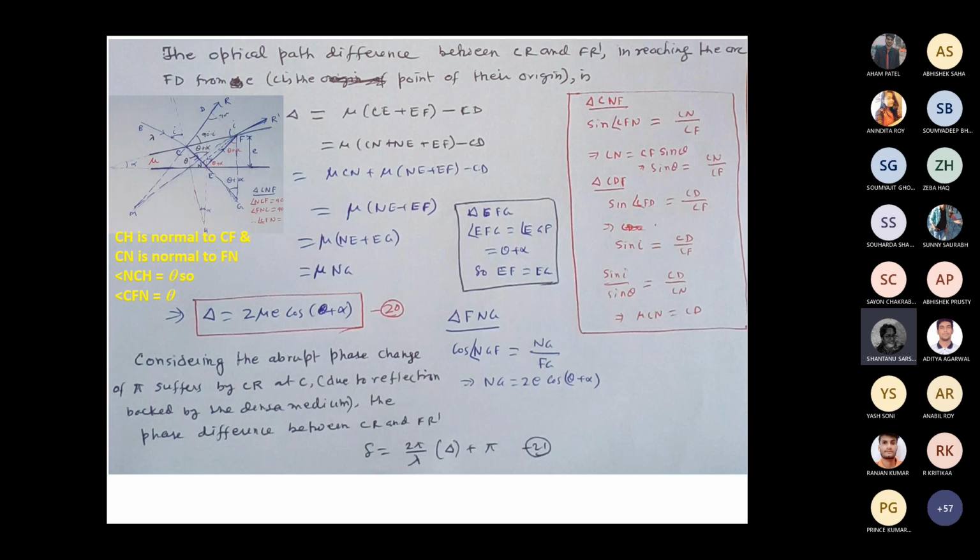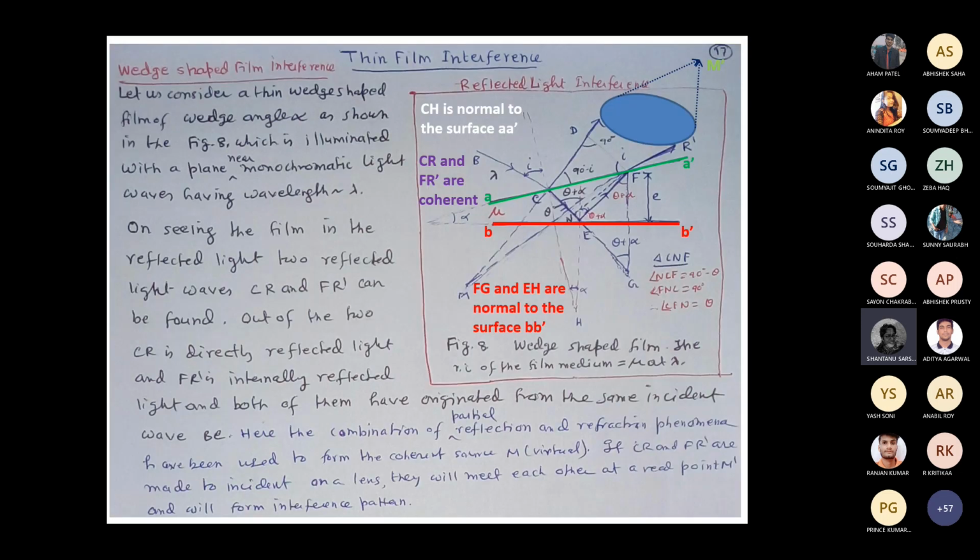Now let us consider the triangle EFG. Here we have drawn a normal FG from F to the second surface BB dash. Then we are discussing this triangle EFG. Now try to understand why this angle must be theta plus alpha.